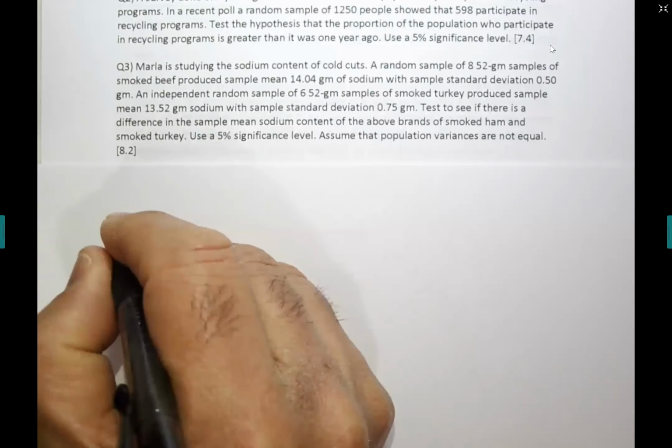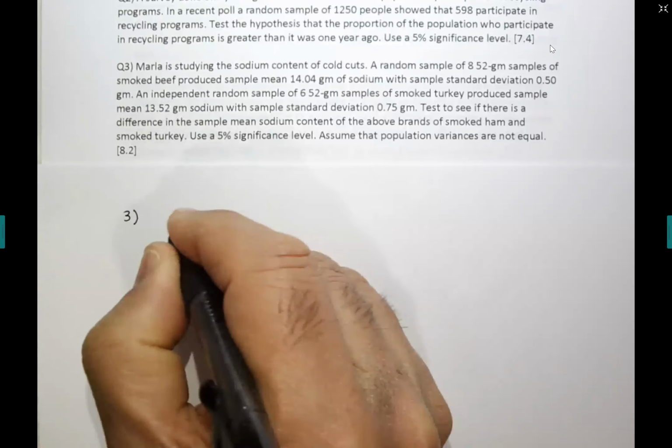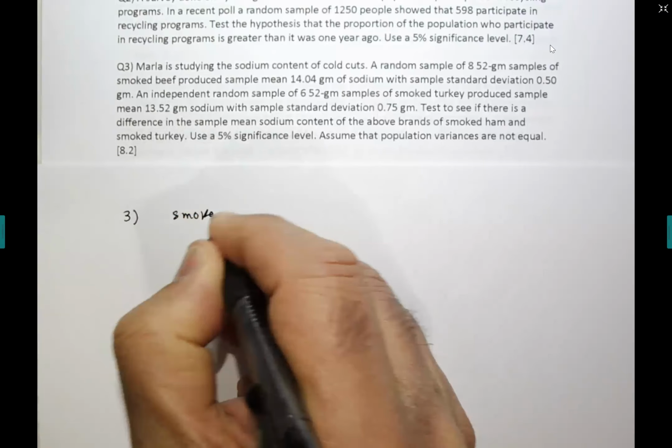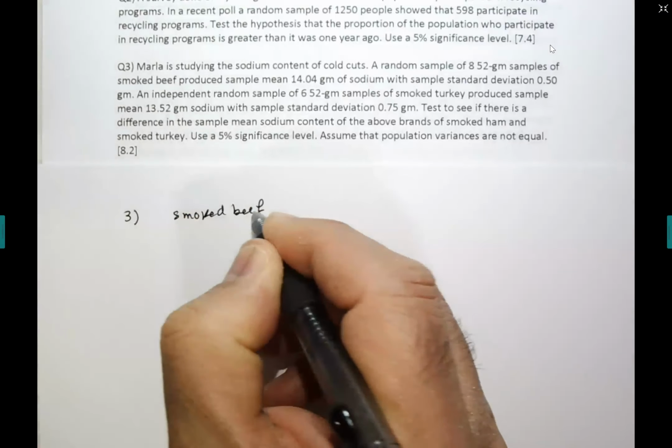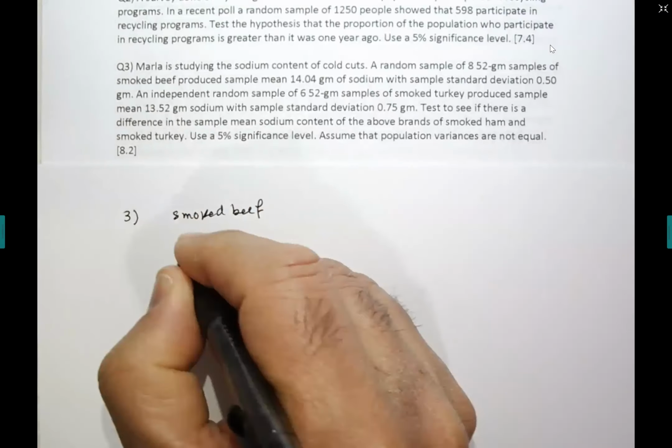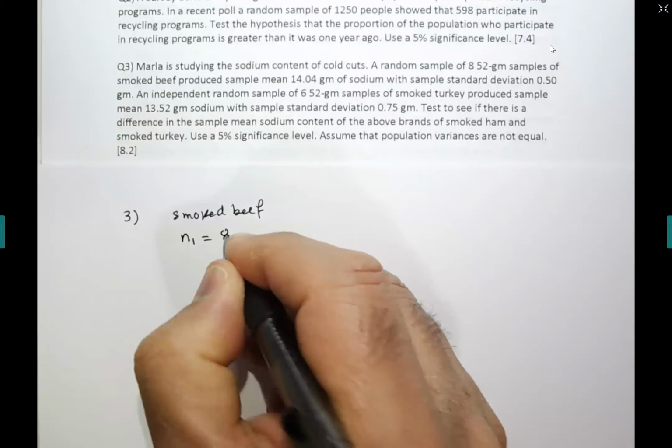Okay, so question 3 pertains to section 8.2. Maria is studying the sodium content of cold cuts. So it's about meat. A random sample of 8, 52 gram samples of smoked beef. So we have smoked beef, and N1, I'm going to begin with N1, is 8.